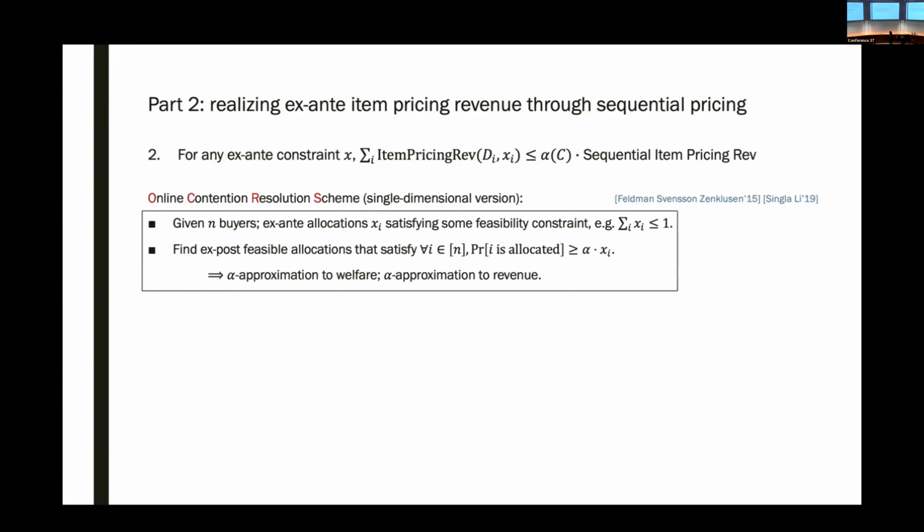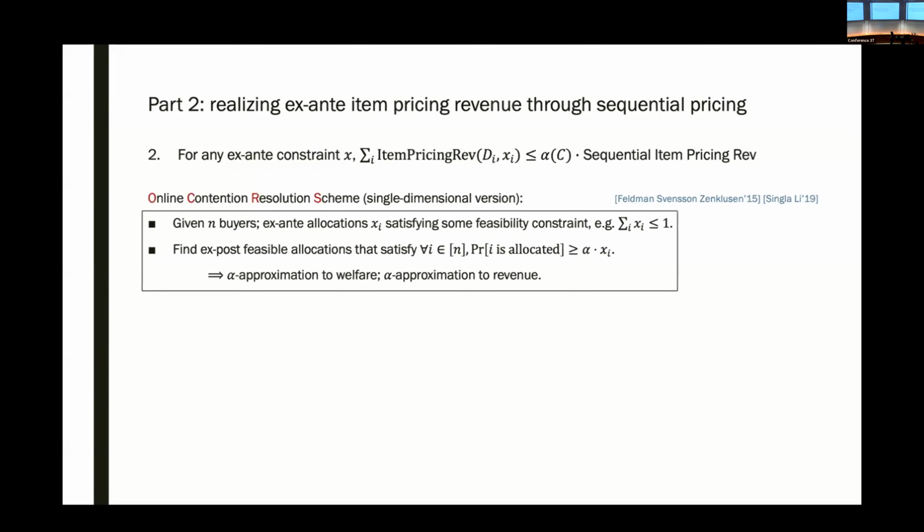And the approach we use to prove this kind of theorem is what's called an online contention resolution scheme. This has been studied extensively in the context of social welfare maximization and profit inequalities. It's also been studied in the context of online algorithms in various settings. And what it is, is a sort of online rounding scheme. Let me just describe it in this single dimensional context.